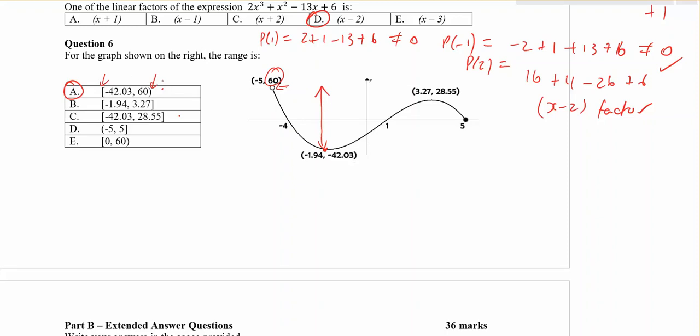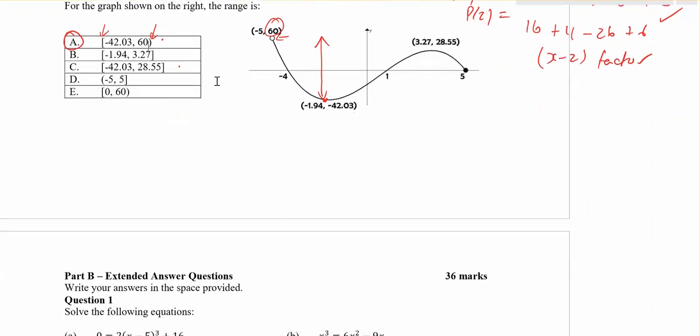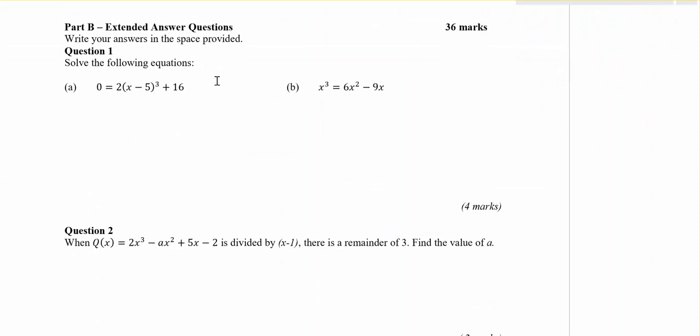Okay, extended response question 1, solve each of the following. So I can move the 16 to the other side. Get 2x minus 5 cubed. I divide both sides by 2. So negative 16 divided by 2 is negative 8. x minus 5 cubed. Take the cube root of both sides. The cube root of negative 8, x minus 5, cube root of negative 8. So what times what gives you negative 8? It must be negative 2. So x would equal positive 3. Done. B.